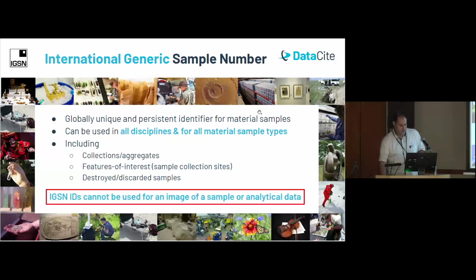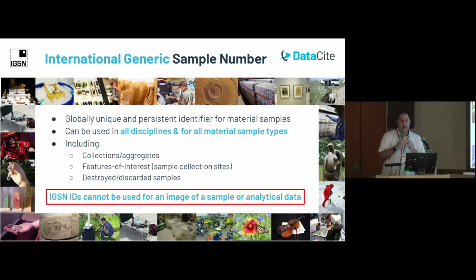So what is the IGSN ID? The International Generic Sample Number is a globally unique and persistent identifier for material samples. I want to make it really clear here, this can be used in all disciplines and for all material sample types. As well as individual samples, you can use an IGSN ID for collections and aggregates. You may not want to recognize everything at the individual level, but at a collection level, you can do that with an IGSN ID.